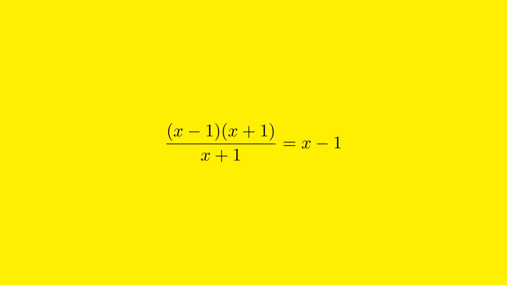Therefore, the original expression x squared minus 1 divided by x plus 1 simplifies to x minus 1. This is the final simplified form of the given rational expression.